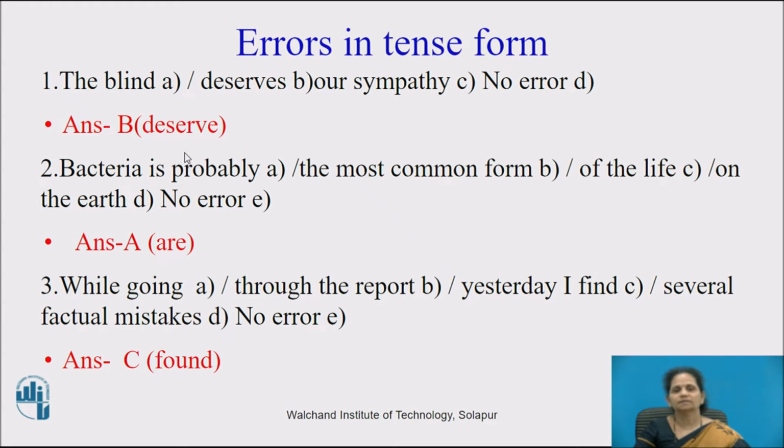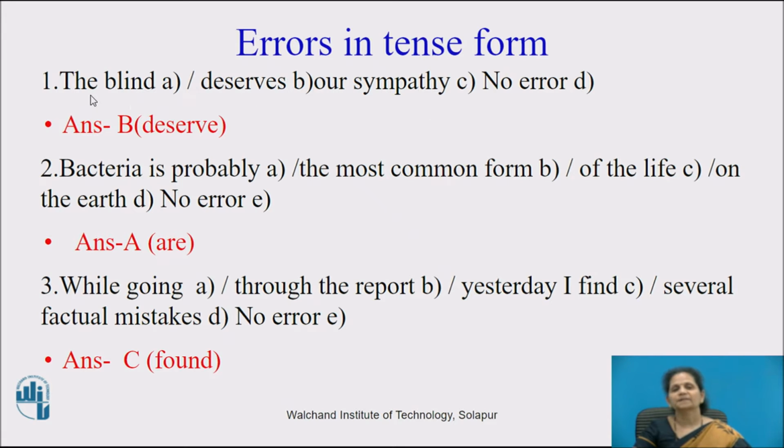Now, see the next type of examples. The sentence is divided into some parts and we have to find out the correction from those parts, in which part the correction is there. So, the first example, "The blind deserves our sympathy."